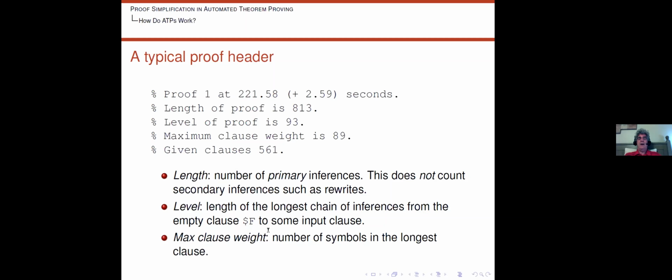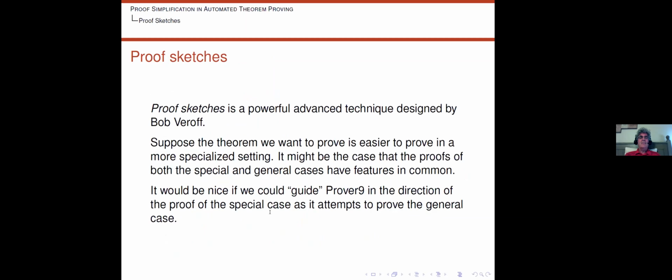Now, if you visualize the graph, at the bottom is the empty clause, meaning you found a contradiction. And at the top are the inferences. The longest chain is called the level. And the maximum clause weight is just exactly what it sounds like. It's the number of symbols in the longest clause. So this typical proof header had a really large maximum clause weight. 89 is quite large. All right, now what I want to talk about for proof simplification here is proof sketches. This is a technique that was designed by Bob Veroff, and it's really the key to simplification.